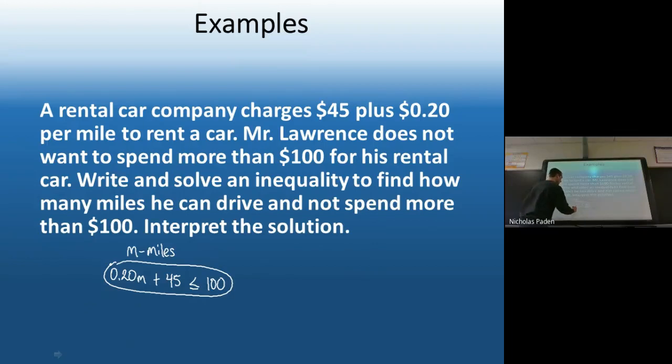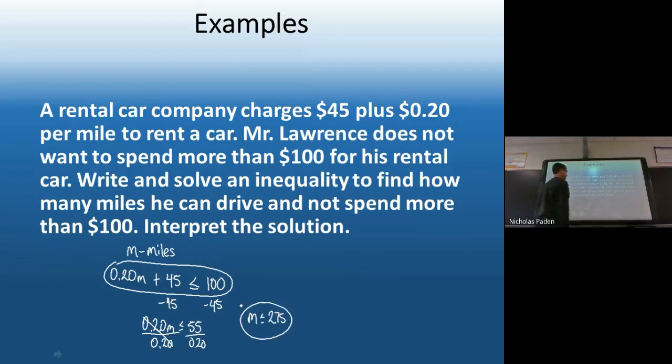To solve it, we would first subtract 45 from both sides. And that's going to get us 0.20 m is less than or equal to 55. And then divide both sides by 0.20. Okay, so we're going to end up getting m is less than or equal to 275.